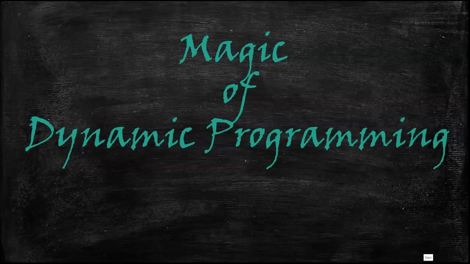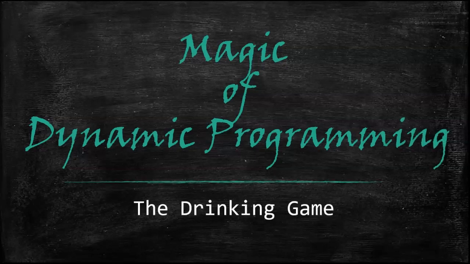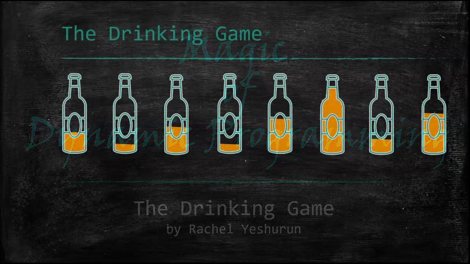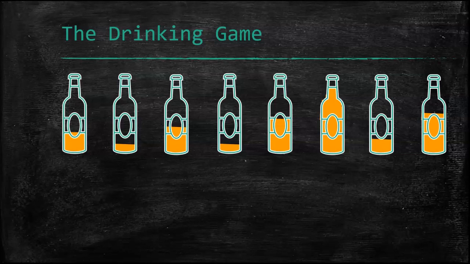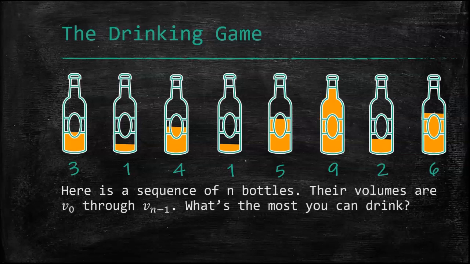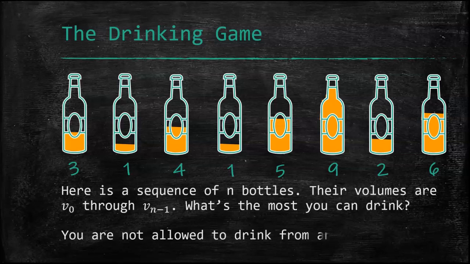By the end of this video, you will know how to attack any dynamic programming problem with a 4-step strategy. It's your lucky day. You're very thirsty, and before you is a series of bottles with your favorite drink. The problem is to choose which bottles you'll take in order to drink the most. Each bottle is marked with its volume. Drink as much as you can, but the rule is that you're not allowed to take adjacent bottles.